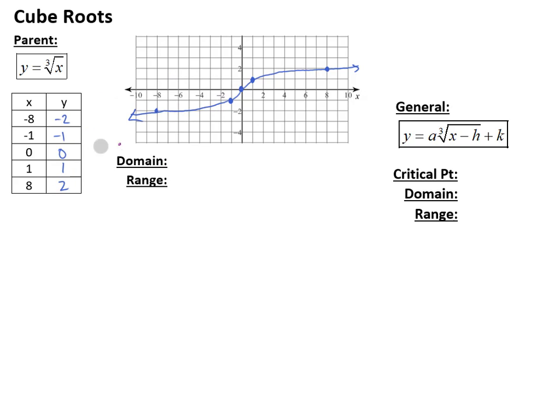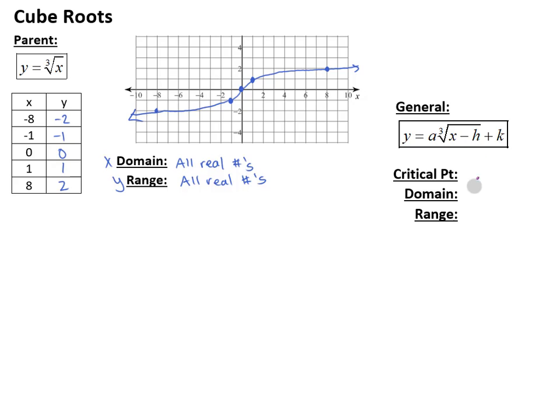So the nice thing is, for my domain and range, the domain is how my graph goes left and right. This goes left and right forever. There are no gaps or holes. Our domain is all real numbers. Okay, and for the range, this graph does slowly continue up forever and slowly continue down forever, but it does go forever. So my range is also all real numbers.